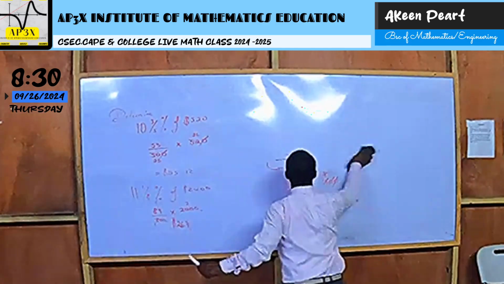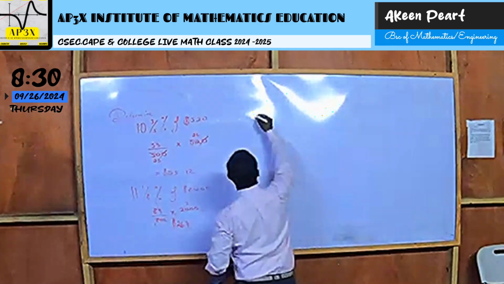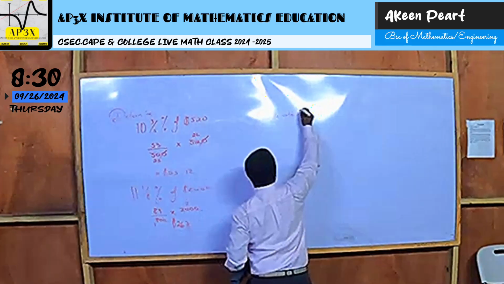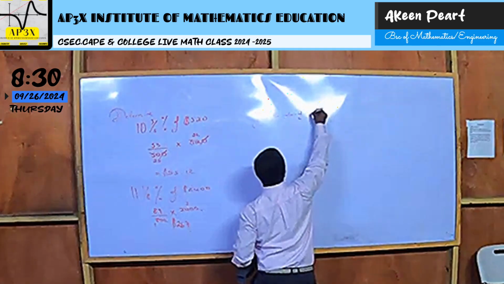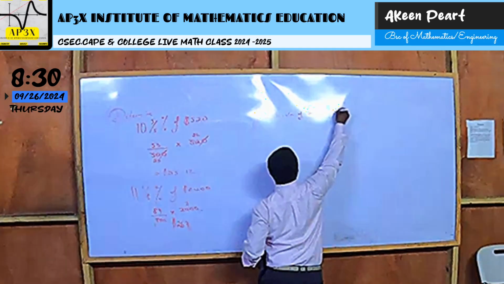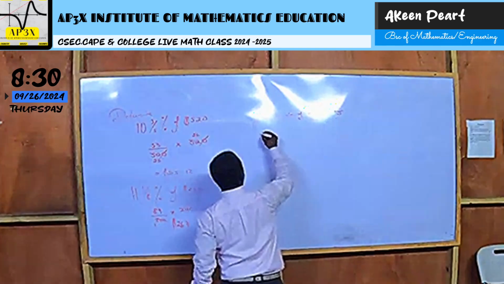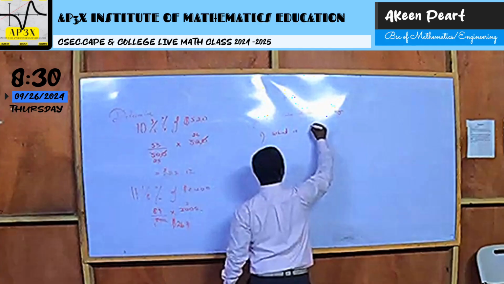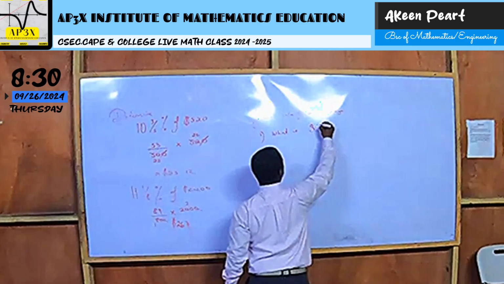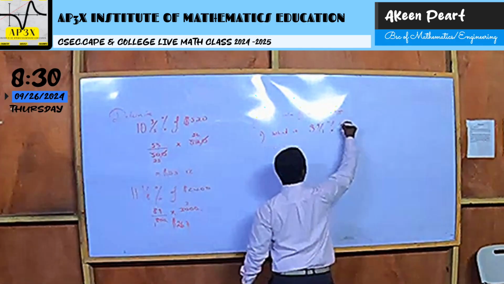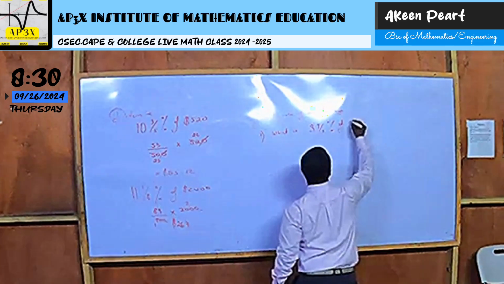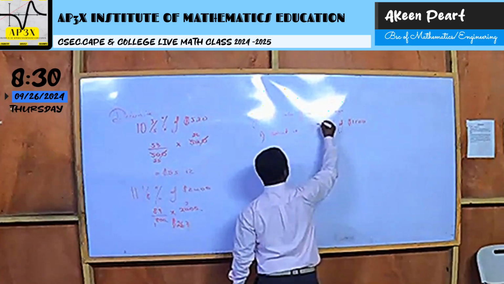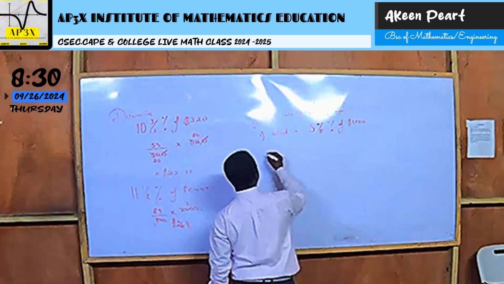Find the simple percent. Find the value of percentage. One. What is 3 4/5% of 1,500? This is 3 4/5, guys. 3 4/5%. 2.